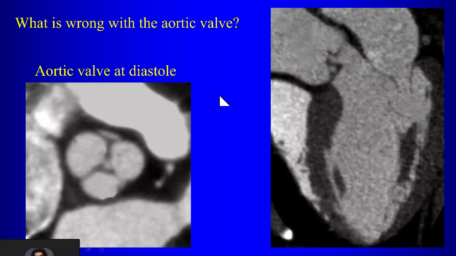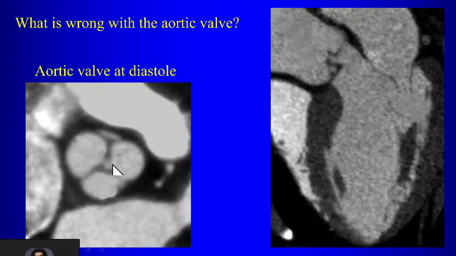What? So how do you know? Because I'm telling you, this is the aortic valve at diastole, right? So at diastole, the aortic valve should be completely closed. So how can we make the diagnosis of aortic insufficiency with CT?